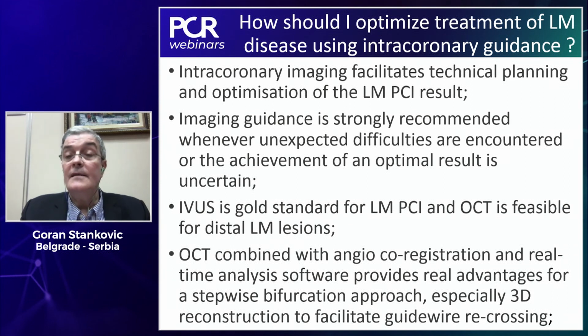Intracoronary imaging, on the other side, facilitates technical planning and optimization of procedural result. Image guidance is strongly recommended whenever we expect difficulties and in order to achieve the optimal result. IVUS is the gold standard for left main PCI, and OCT is feasible for distal left main locations. OCT combined with angio co-registration and real-time analysis software provides real advantages for stepwise bifurcation strategy, especially 3D reconstruction to facilitate, as we saw, guide wire recrossing.